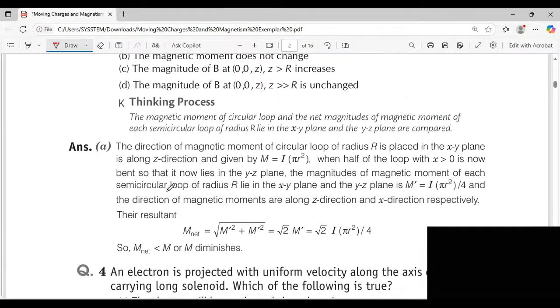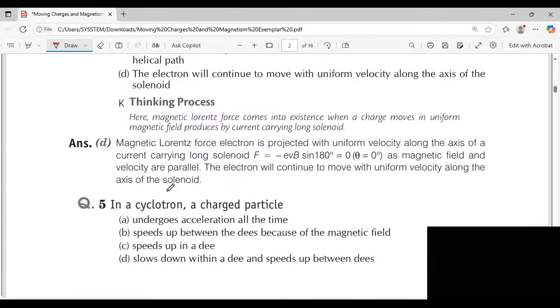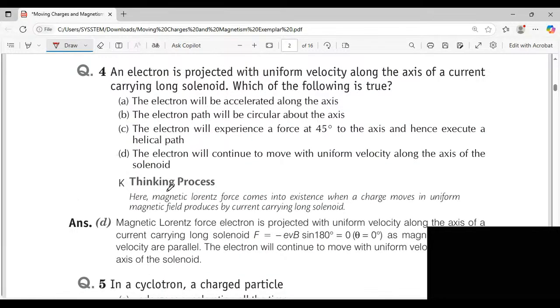Let's see question number 4. Here is question number 4. An electron is projected with uniform velocity along the axis of a current carrying long solenoid. Which of the following is true? This is also an MCQ question.